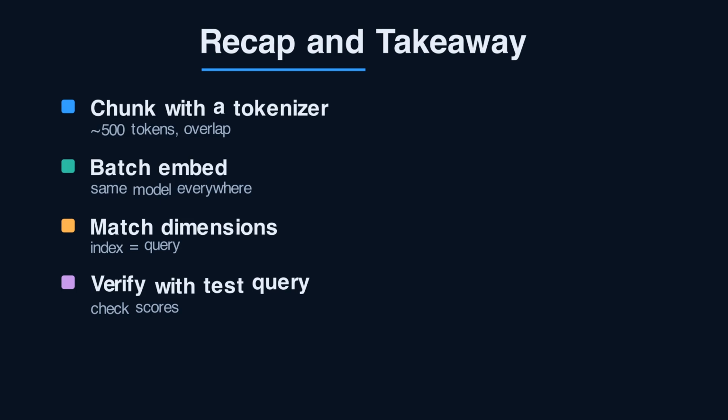Your concrete next step today. Build it once with 500 token chunks and text-embedding-3-small, then measure before tuning. And because models, API versions, and pricing change, check the current Azure AI Search and Azure OpenAI docs for the latest dimension limits and quotas.